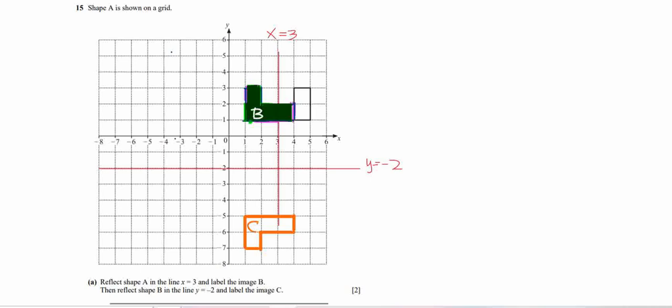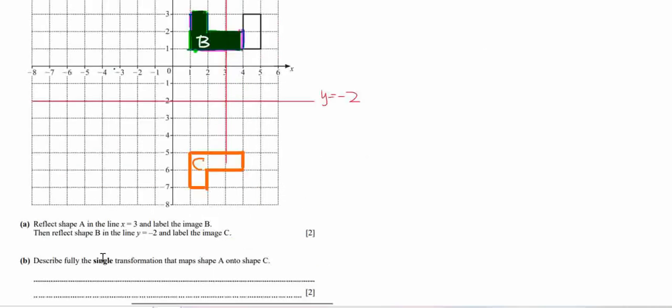Now let's move on to the next question. Here is the next question. Describe fully the single transformation that maps shape A onto shape C. From here to C. So let's give 10 seconds from now.